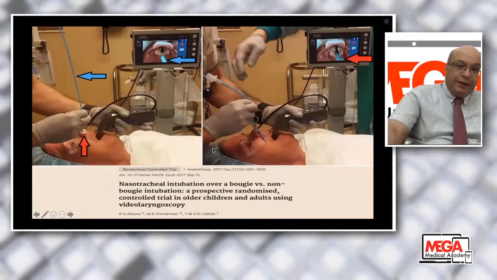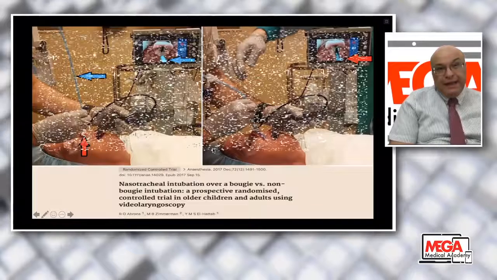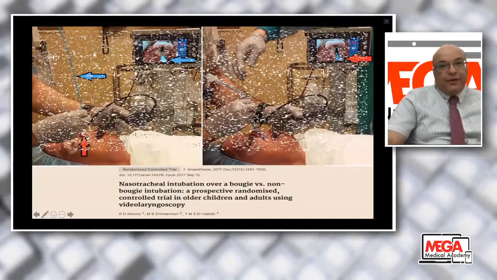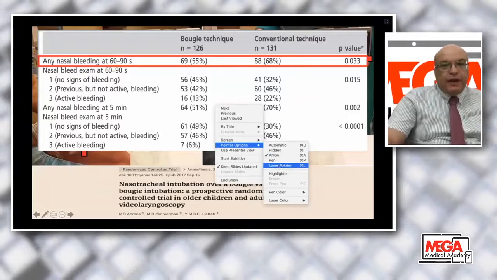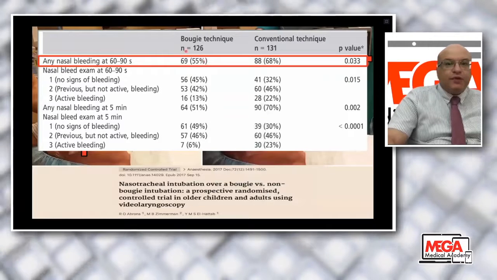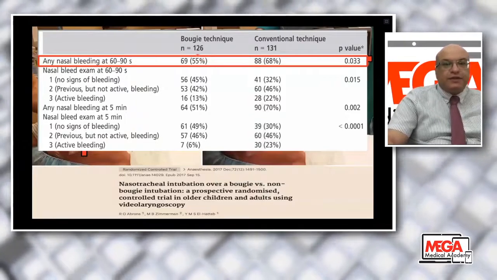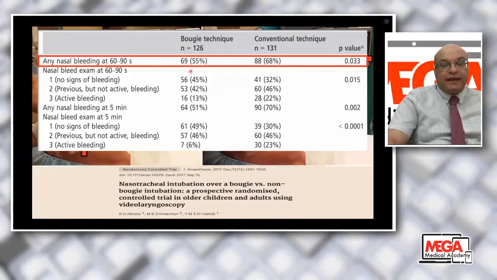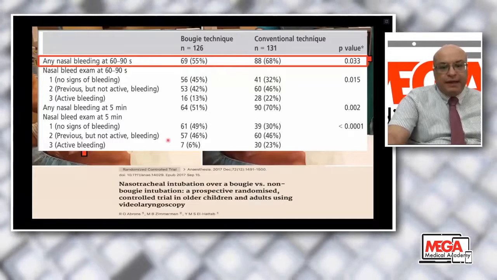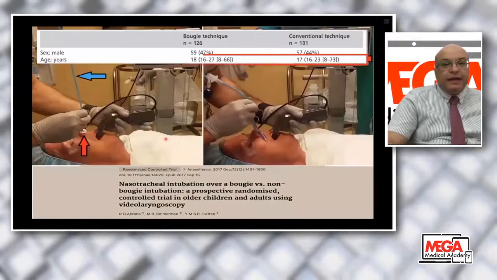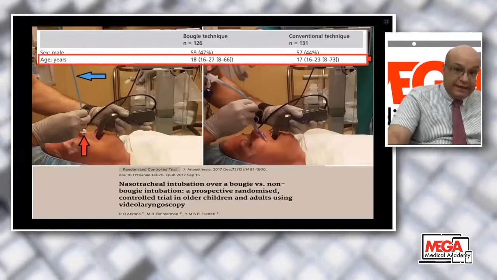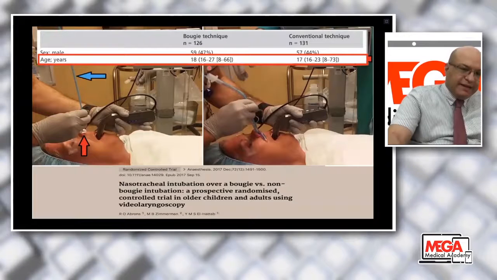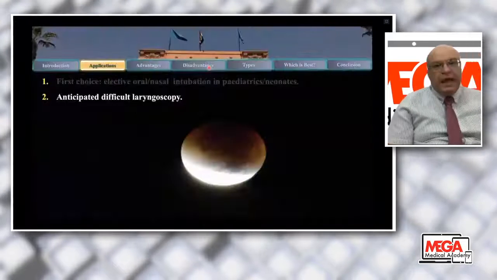It reduces the complications. You can see that using the forceps with the CMAC is associated with significantly less nasal bleeding. And additionally, you can see patients' ages ranging from 8 years up to 66, including both pediatric and adult patients.